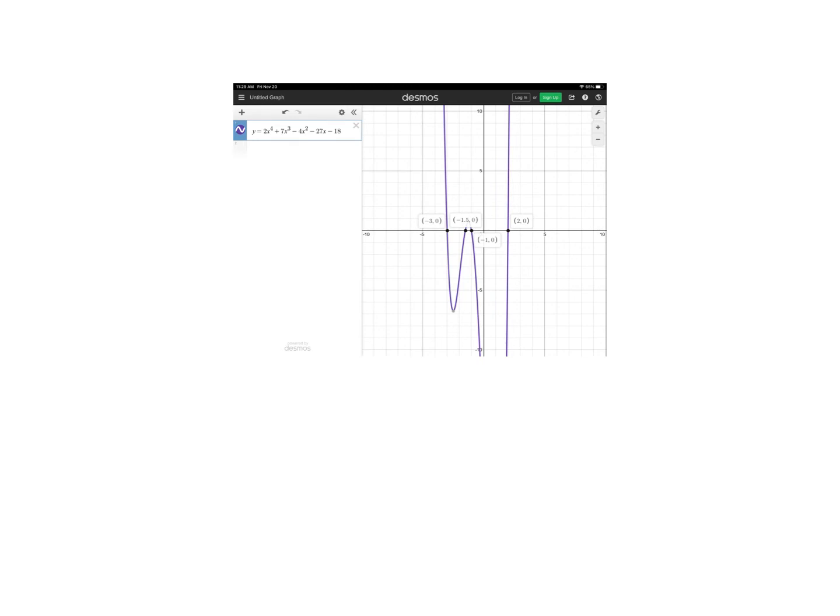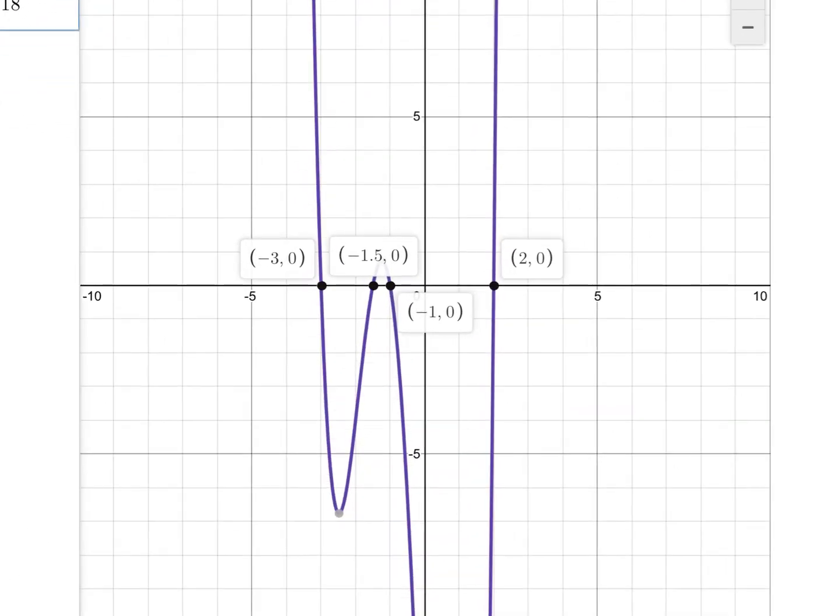Now this is actually the graph of this one. So if you notice, the zeros I got, -3, -1.5, -1, +2. These are all the x-intercepts or the zeros or the solutions, whatever terminology they use, it all means the same thing. It's where my graph touches the x-axis.